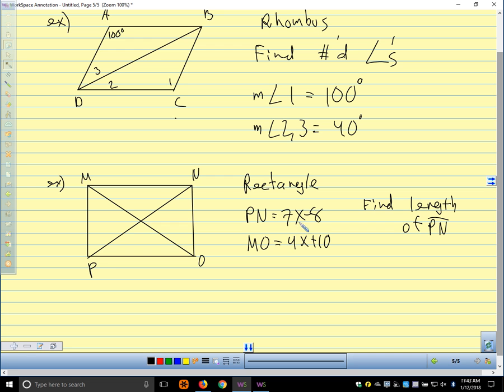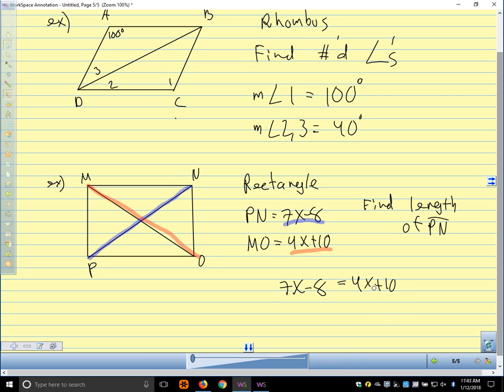Well, let me use a highlighter for this so we get this information. Here's PN. And here is MO. What parts of the rectangle are those? Diagonals. What do we know about the diagonals of a rectangle? They're congruent. So if they're congruent, what do we do with these two things? They equal each other. 7x minus 8 equals 4x plus 10.